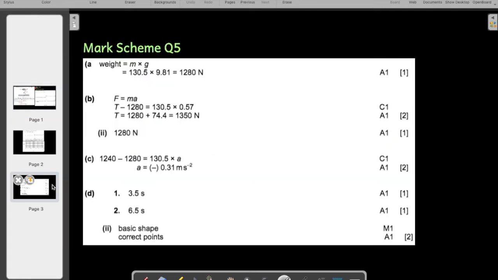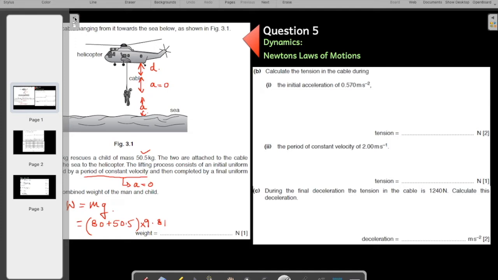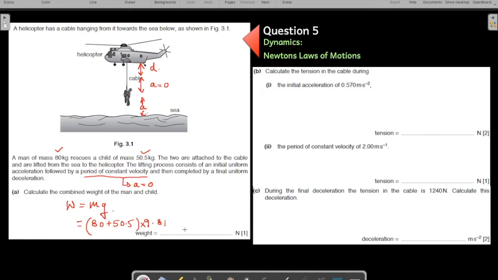Then let me show you the answer. I'll also show you the mark scheme here. Your answer should be 1280 newtons. The unit is already given here. So the first part was easy. Let us move on to the second part.